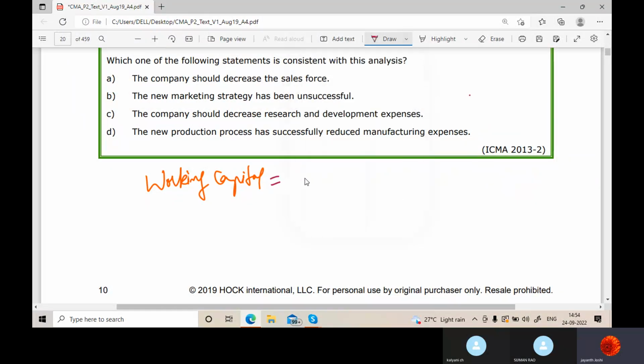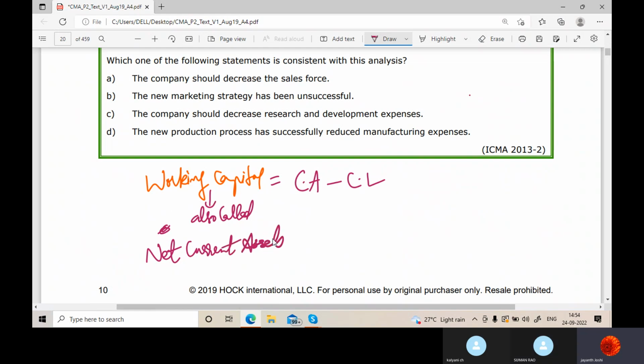So working capital can be said as current assets minus current liabilities, or net working capital is also called net current assets. So net current assets is nothing but when you deduct all the current liabilities from your current assets, you get net current assets, and that net current assets is nothing but working capital.